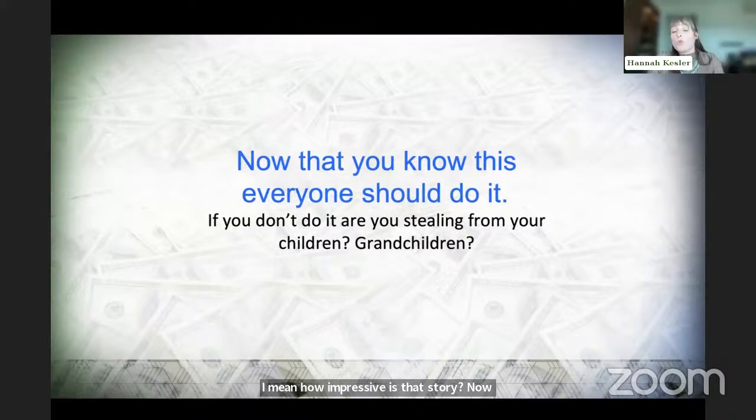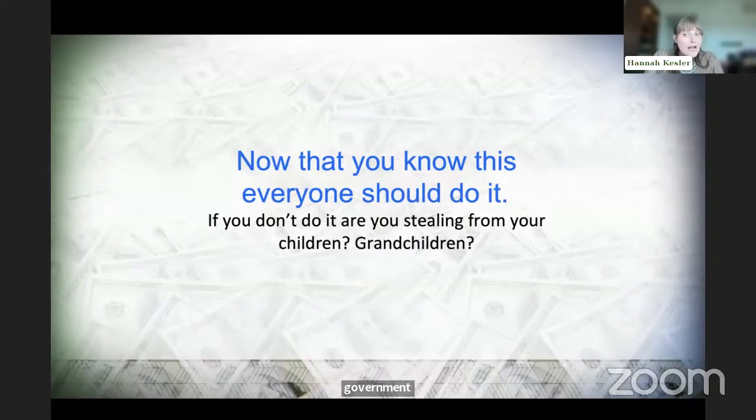Now, everything that I've told you has been fact up to this point. Now, this is just my opinion. Now that you know this, everybody should be doing it. Because if you don't, you're stealing from yourself, your spouse, your children, and future generations to come. Because you're letting the money leave the family. With this concept, we're able to keep the money in the family and not have others suck it out of us. Government, others, banks, right?